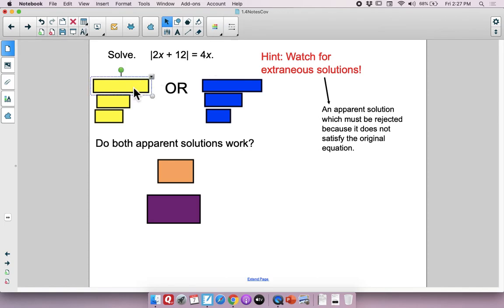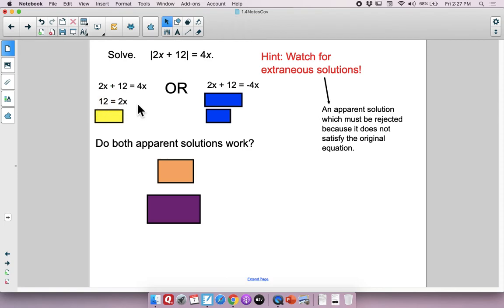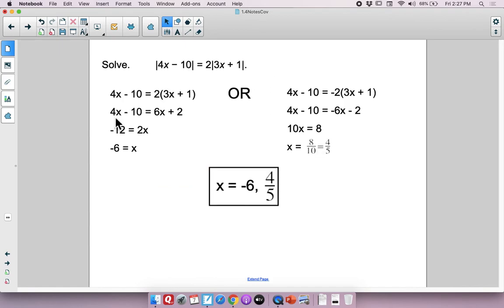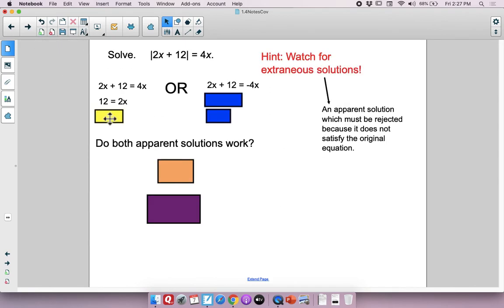Okay, so again, we kind of set it up the same way. We want 2x plus 12 to equal 4x, or 2x plus 12 to equal the opposite of 4x. Let's solve these. So I probably subtracted 2x from both sides. So I have 12 equals 2x. Divide by 2 and get x equals 6. Then over here, we are probably going to subtract 2x from both sides, is my guess. And then divide by -6 and get -2.